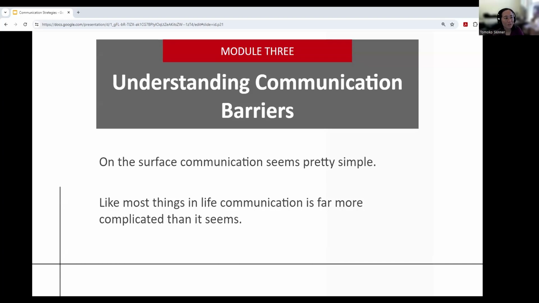Hey, Module 3, Understanding Communication Barriers. On the surface, communication seems pretty simple. I talk, you listen, you send me an email, I read it. And Jimmy Fallon makes a TV show, we watch it. Like most things in life, however, communication is far more complicated than it seems. Let's look at some of the most common barriers and how to reduce their impact on communication.